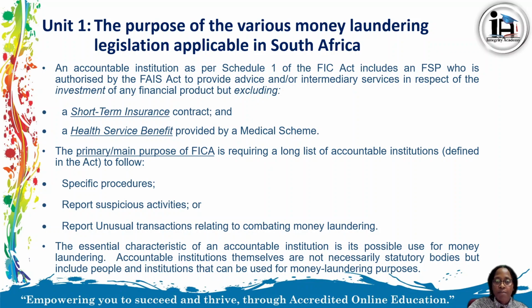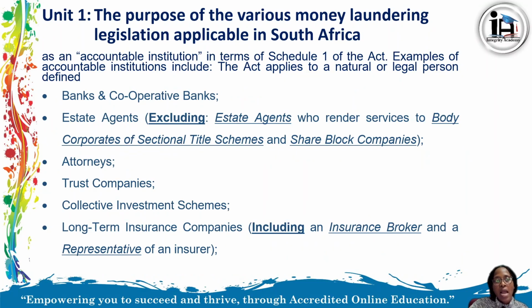The primary or main purpose of FICA is requiring a long list of accountable institutions defined in the Act to follow specific procedures: report suspicious activities or unusual transactions relating to combating money laundering. The essential characteristic of an accountable institution is its possible use for money laundering. Accountable institutions themselves are not necessarily statutory bodies, but include people and institutions that can be used for money laundering purposes. I hope we are still together so far.